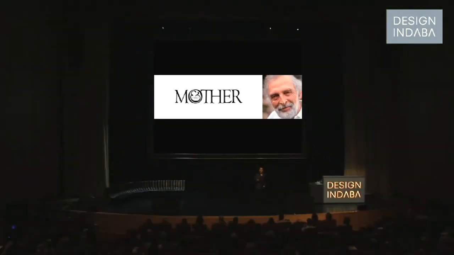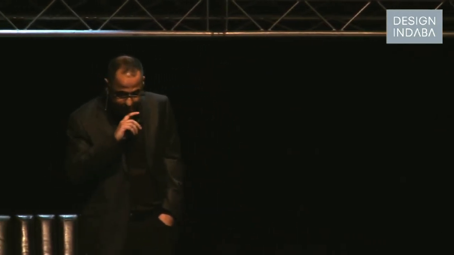What you see on the left is the Mother and Child logo. Mother and Child logo was done for the Mother and Child magazine, but the magazine was never published because they couldn't find the finance for that. They couldn't find enough advertising. So this is the most known logo in the world for a non-product.